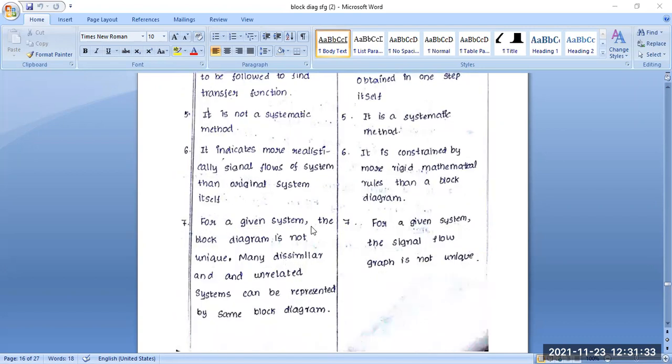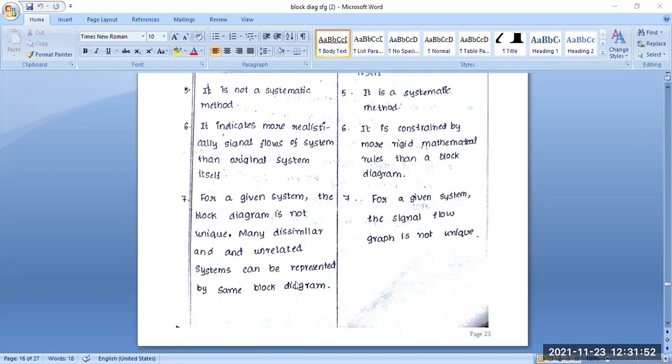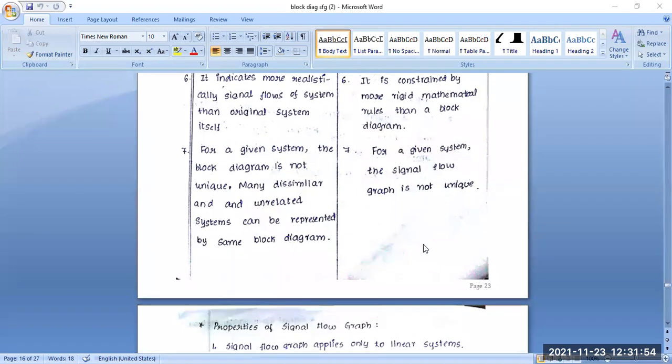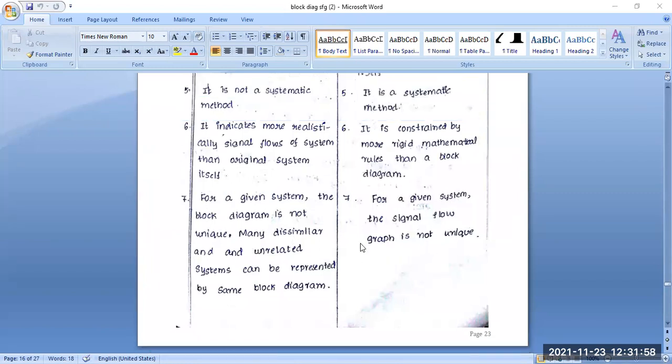Last one: for a given system, the block diagram is not unique. Many dissimilar and unrelated systems can be represented by the same block diagram. But in the signal flow graph method, for a given system, the signal flow graph is also not unique. So these are the slight differences between the block diagram and the signal flow graph method. Okay, is this clear to all of you?